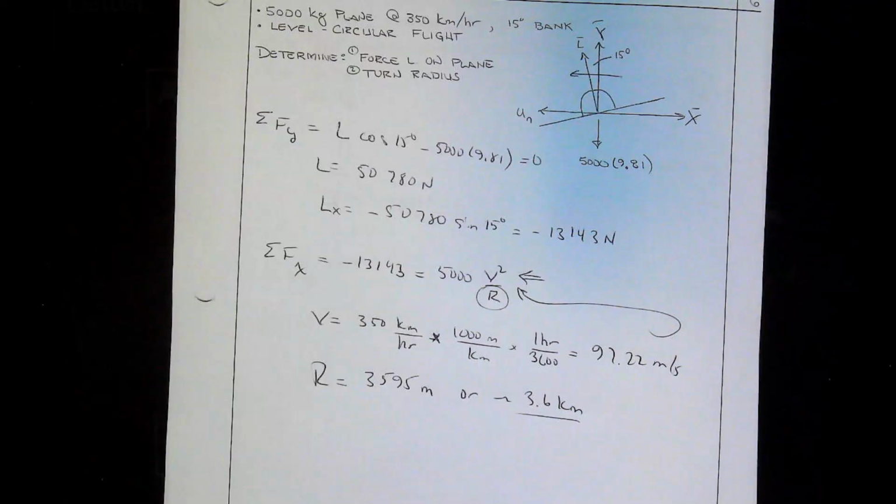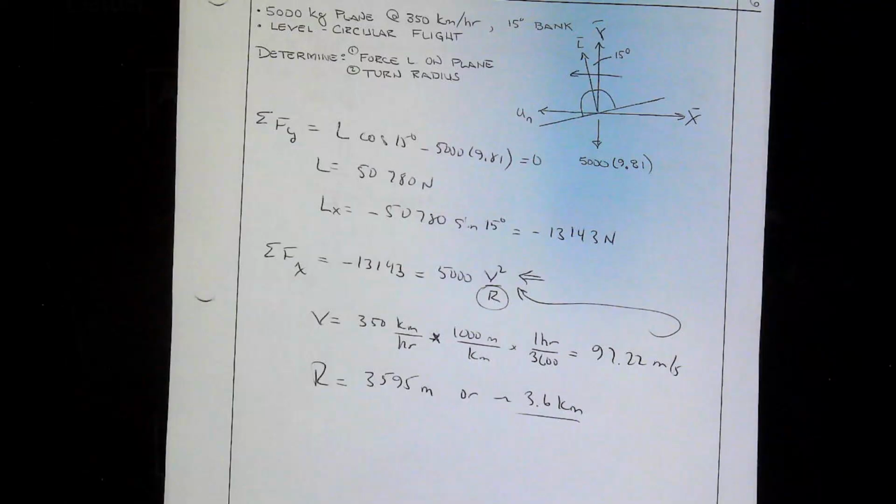Now, there's only one force in the x, so the sum of forces equals ma. So sum of forces in the x, we have minus 13,143. It's all there is. Equals mass, that's 5,000 kilograms, times acceleration. And what is acceleration? Well, it is simply v squared over r. R is what we're looking for. What is the turning radius? So all we need to do to solve this problem is stick velocity in here, and then solve for r, and we would be done.